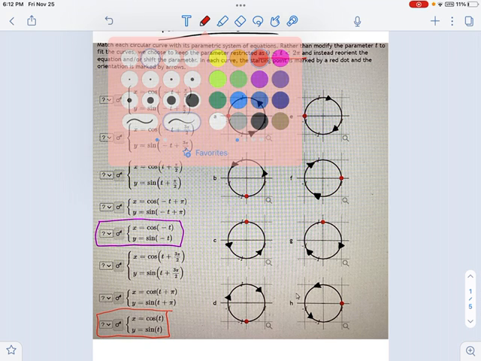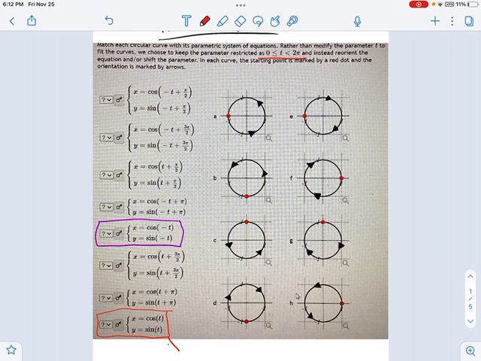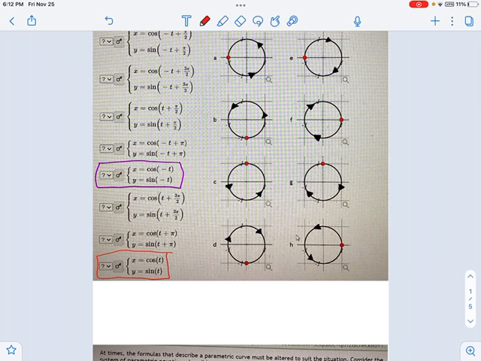So, starting with the vanilla version, right? This is just cosine t, sine t. There is no shift in the parameter. There is no reorientation of the parameter. It's as simple as it can get. Now, the way I'm going to solve this is to remind us that t starts at 0. So let's say t equals 0. Well, that means x equals cosine of 0, which means 1. And y equals sine of 0, which equals 0.